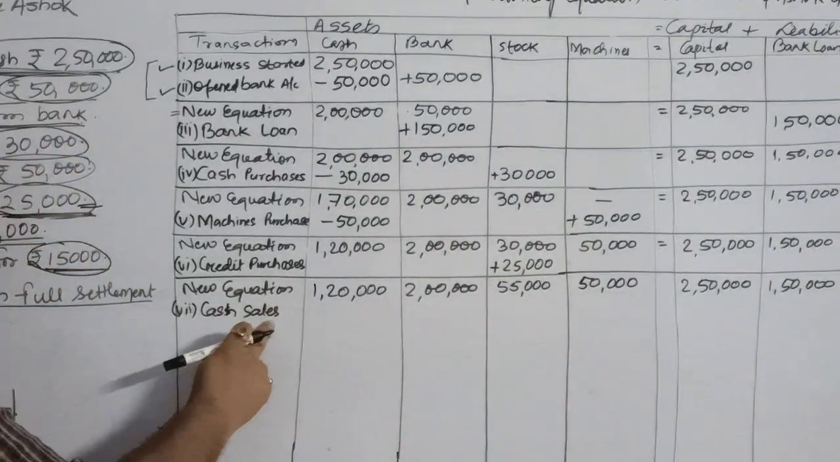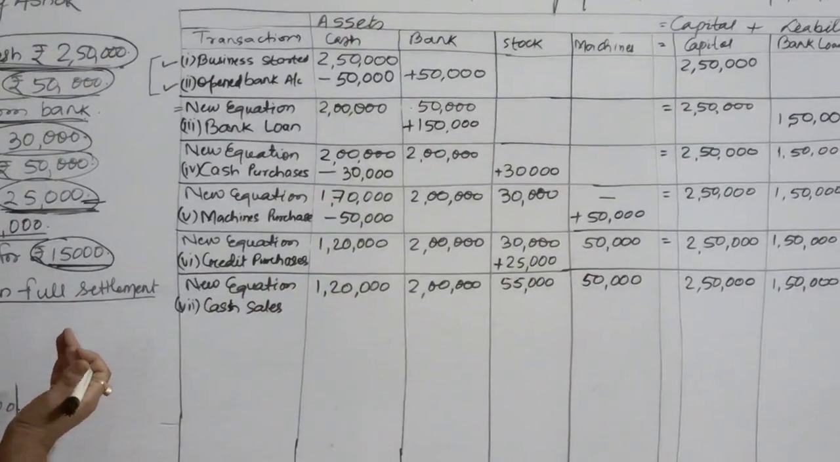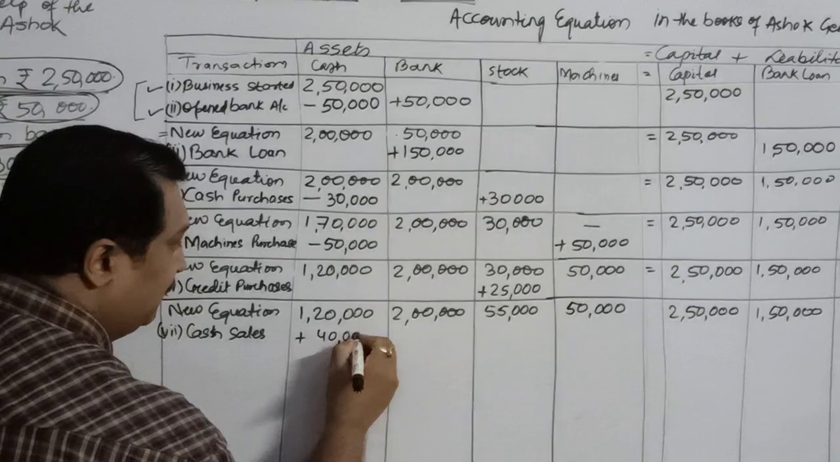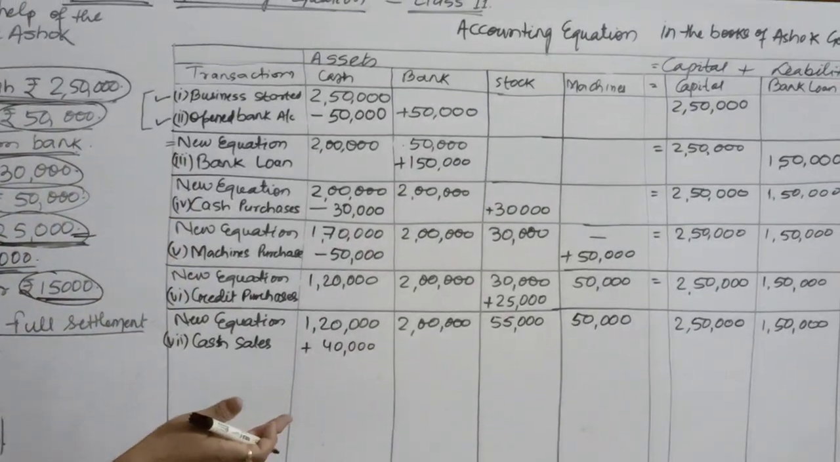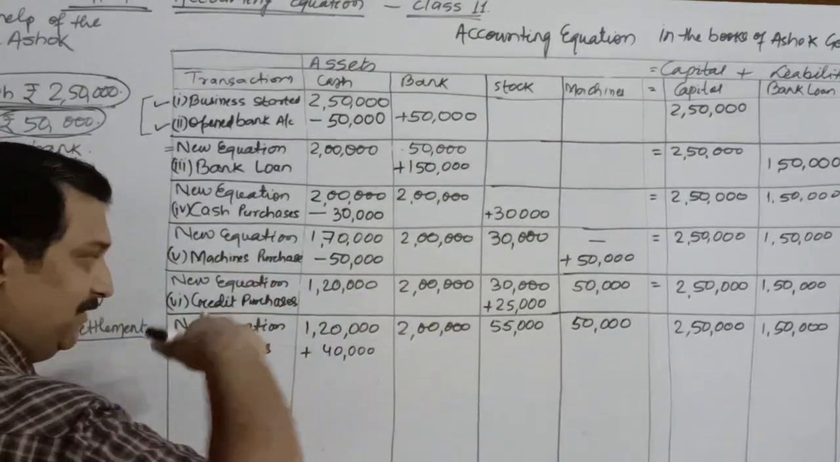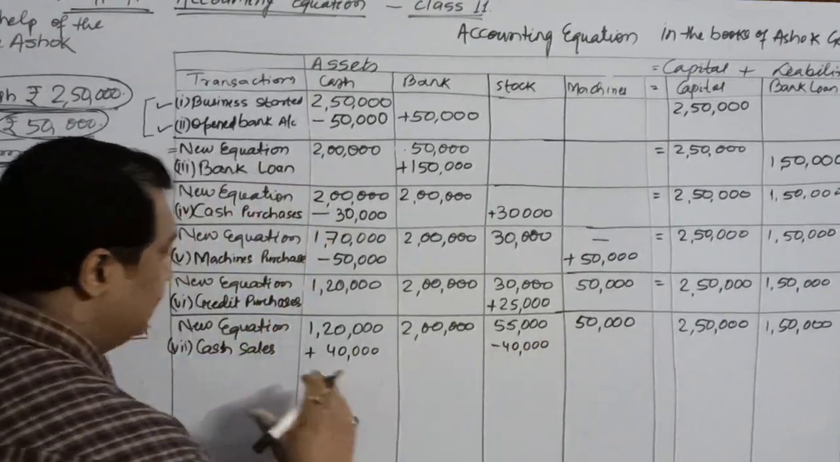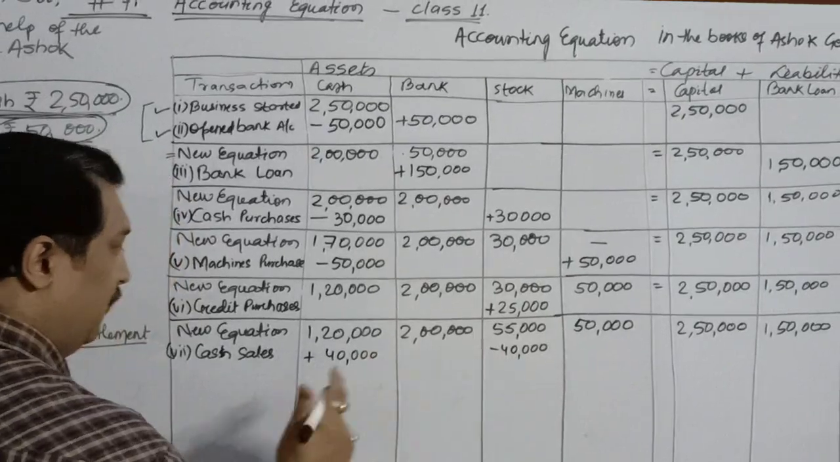So when there is a cash sale, I will receive cash. How much? 40,000. So I have added 40,000 in my cash. And what is the other thing going to be affected? Stock. Because when I sell, my stock will reduce. So it is decreasing by 40,000.